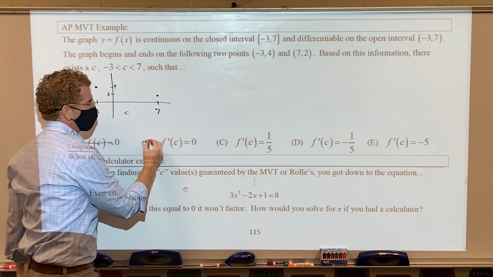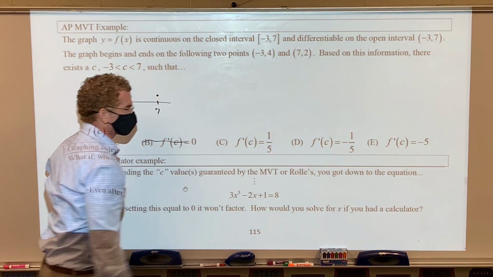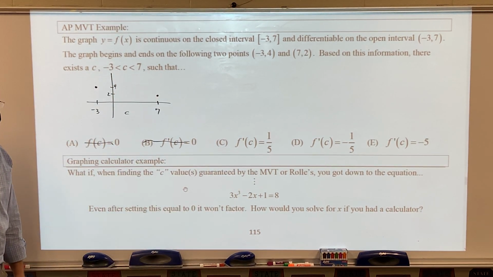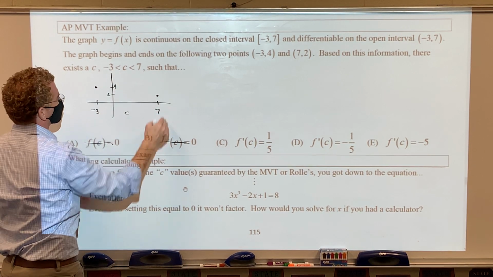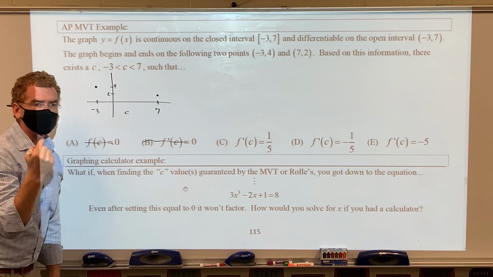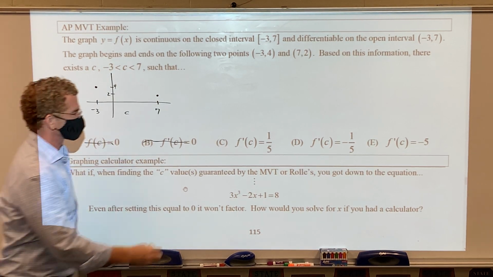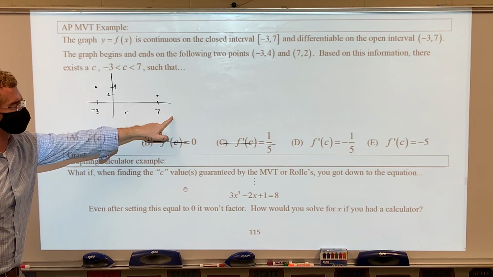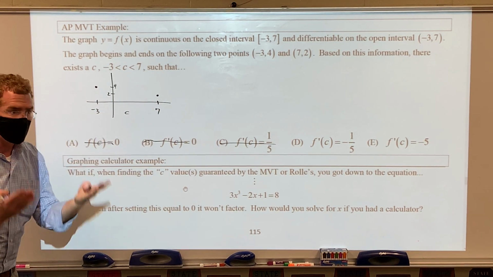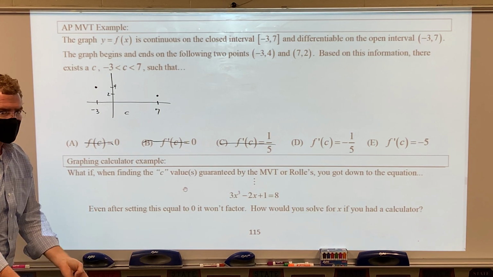but it's not guaranteed, and that's what this is asking about. So no. Now, the derivative equals 1/5. No. Now, it could totally be 1/5, right? It could go up like this and go, oh, there's a 1/5, but it's not guaranteed. What about negative 1/5? Yes. Why? Well, because that's the slope from beginning to end, which is the average rate of change.